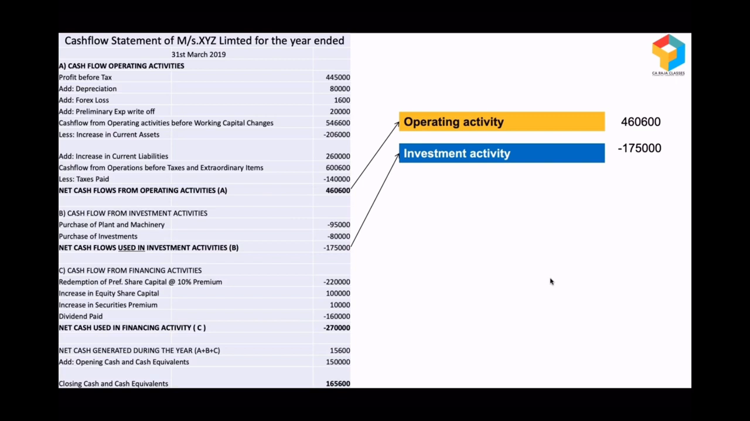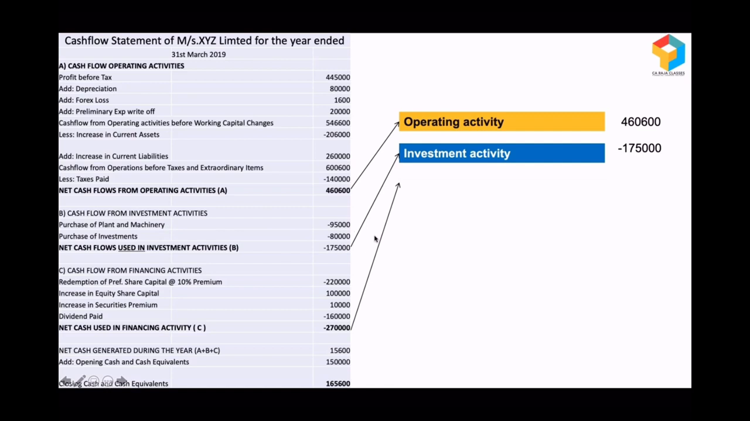Whereas investment activity negative figure means they have paid 1,75,000. Cash had gone out to the extent of 1,75,000 because they have made some investments. So some other assets have come in. If you want to know what those assets are, you have to go back to the statement. Look, they have purchased plant and machinery. They have purchased some investments.